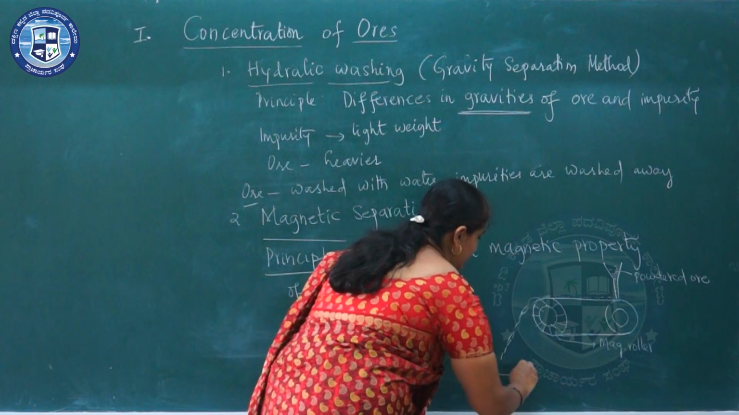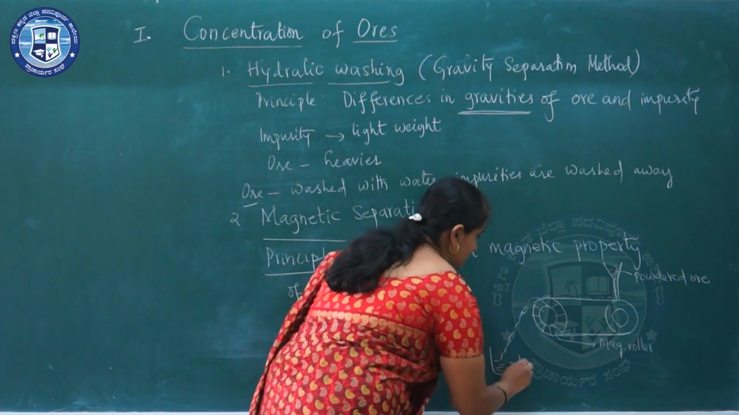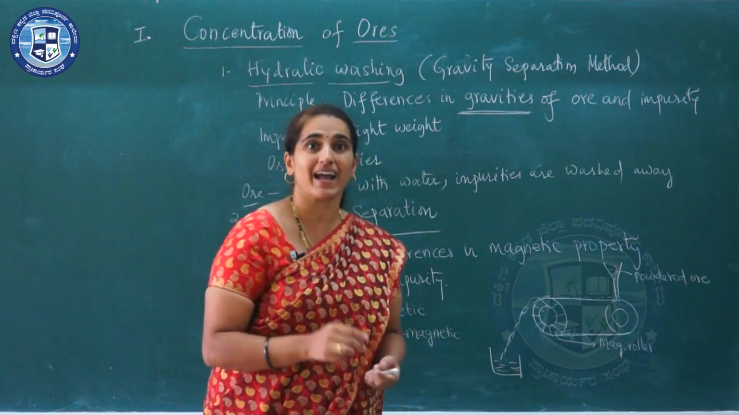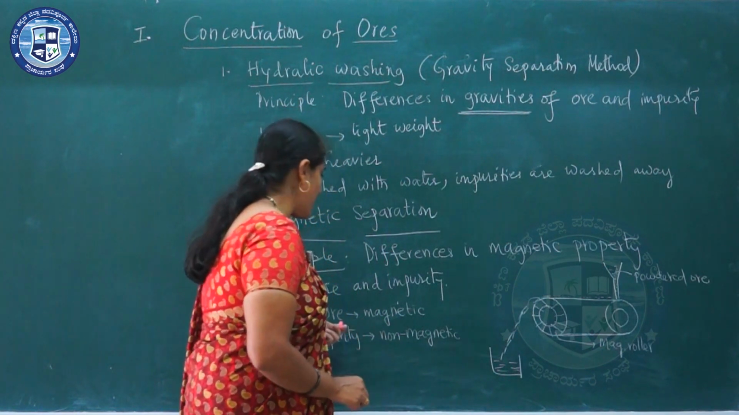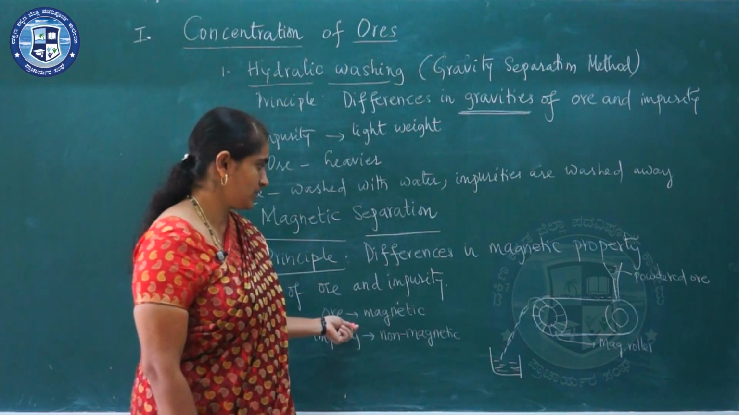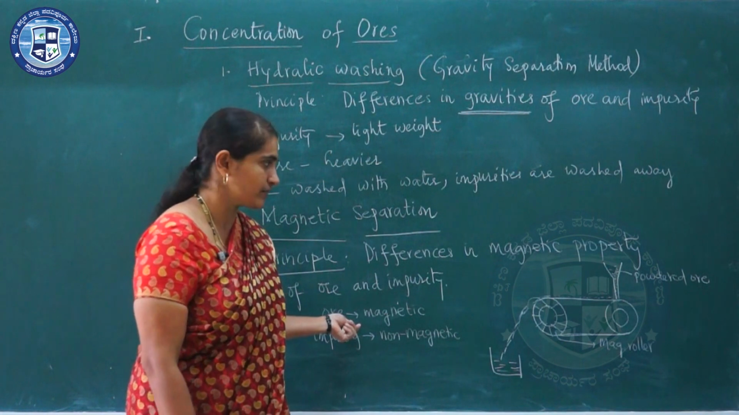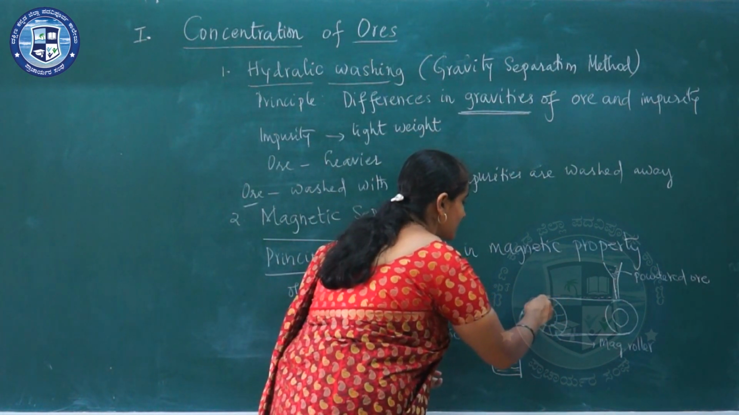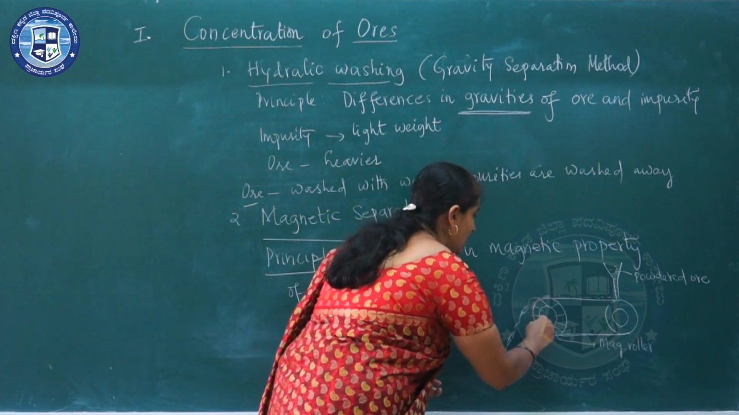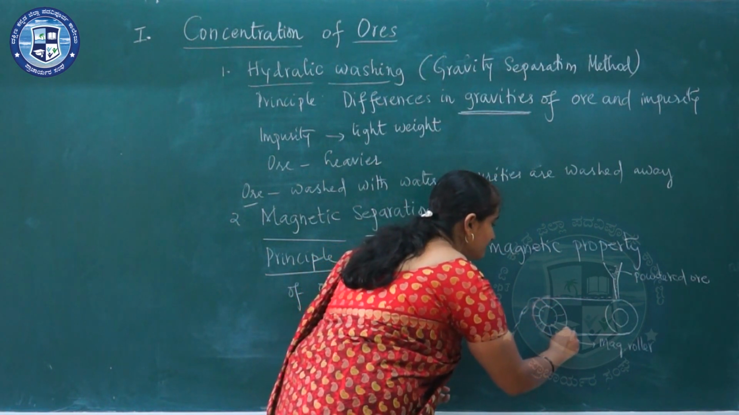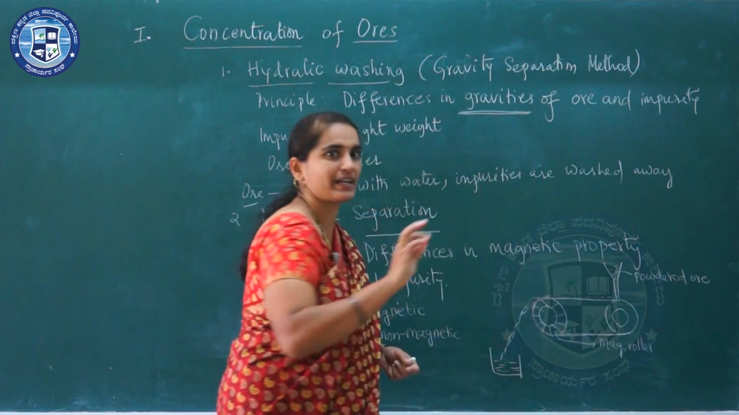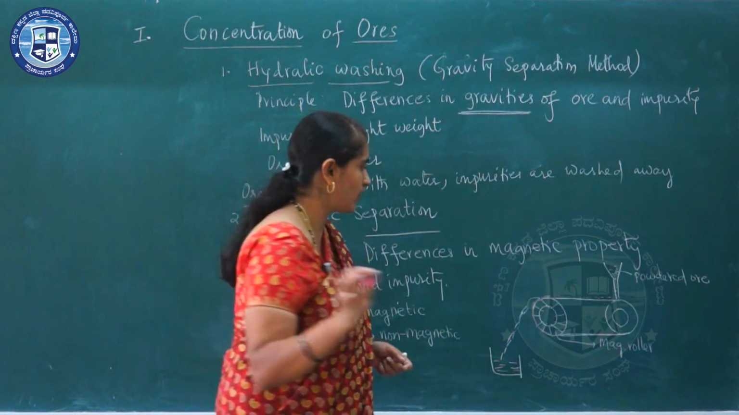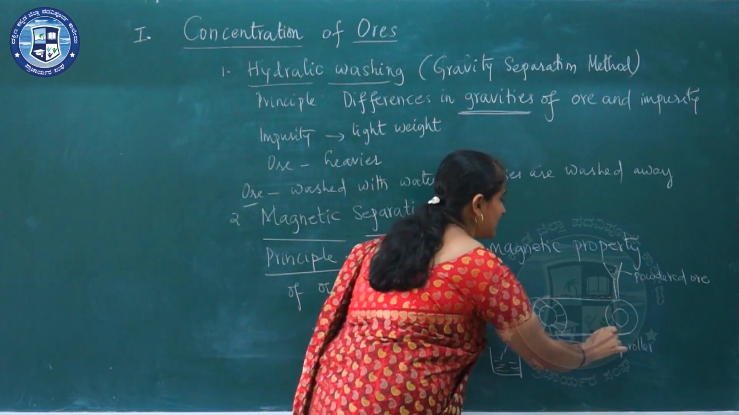So I have a container here to collect all those things. Suppose you imagine the ore particles are magnetic, or they get attracted towards the magnet. What happens? They come along with the roller like this. Now here it ends, the magnetic property ends. What happens? They will be moving on the belt, isn't it?